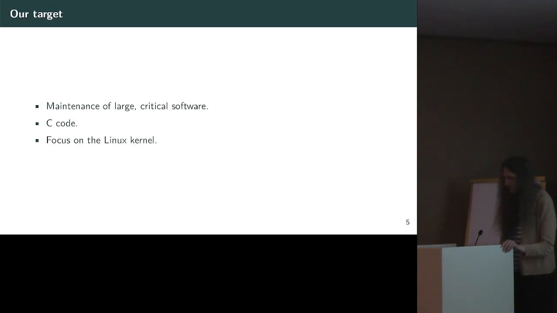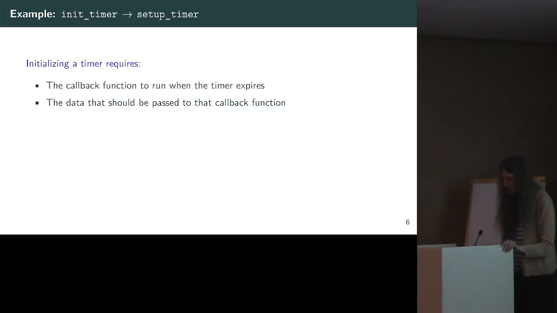So the target of our work is maintenance of large critical software, like C code, specifically the Linux kernel. Coccinelle today is used for other kinds of C projects, and you will see at the very end of the talk that we're actually starting to target some other languages, but it's most developed for C code. So I'm going to start by giving some examples.